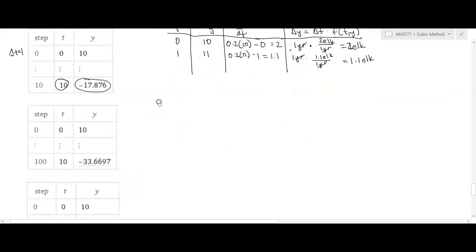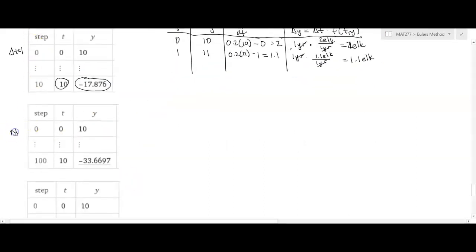But this is telling me that at time 10, right here, my estimate of y is negative 17.876. If I compare that to a delta t of 0.1, and the way you know that is because it took 100 time steps to get to time 10, 0.1, 0.2, 0.3, 0.4, all the way counting up to time 10. And now my new estimate is negative 33.67. So you can see from here to here, that's a big change, right? That's a massive change. Now I know that this one is more accurate, right? So delta t equals 0.1 is more accurate.